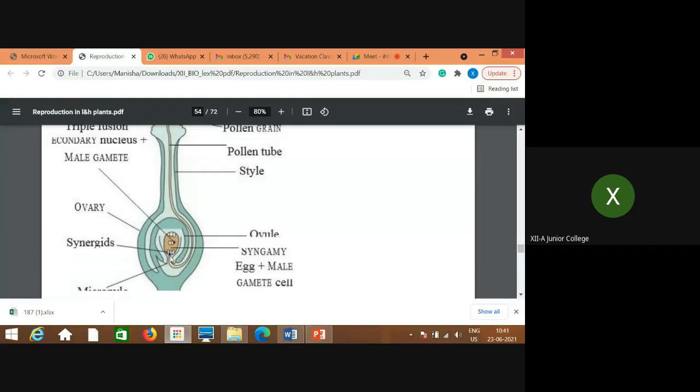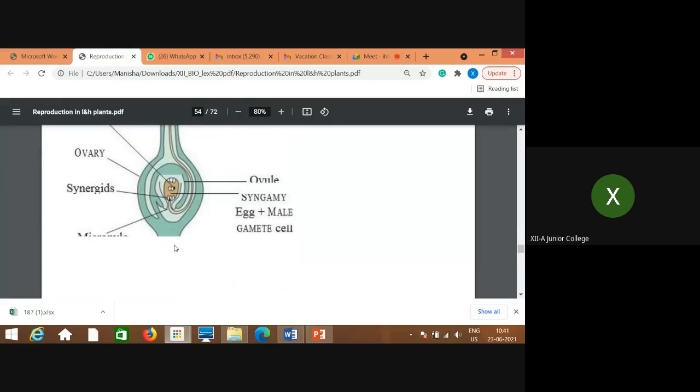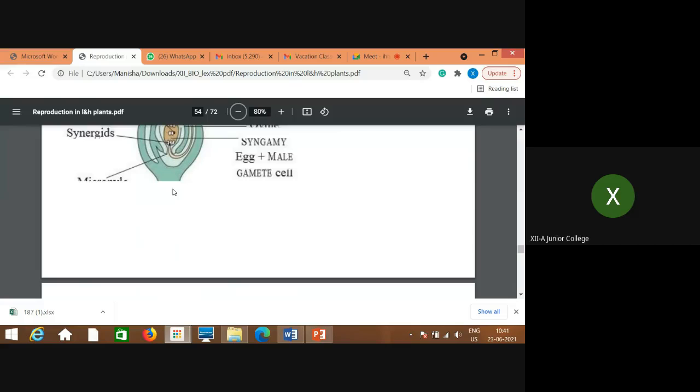Once the male gametes are released, one of them fuses with the centralmost cell of the egg apparatus, the egg cell, that means the female gamete, and the other fuses with the secondary nucleus. At two places: when one male gamete fuses with the egg cell, that is called first fertilization, also called syngamy. When the second male gamete reaches the secondary nucleus, the second fertilization takes place, also called triple fusion, because the secondary nucleus is already diploid, and when the second male gamete fuses with it, it becomes triploid in nature. Diploid plus one more haploid becomes triploid.